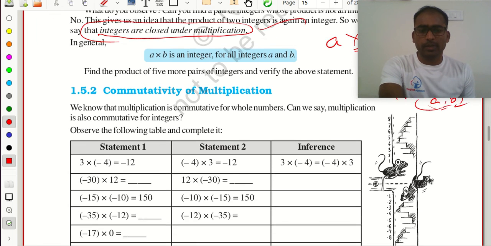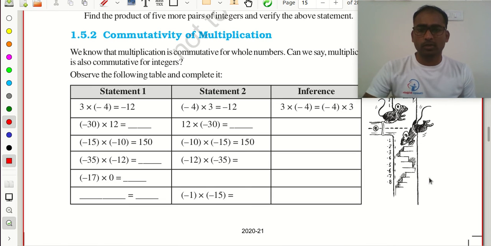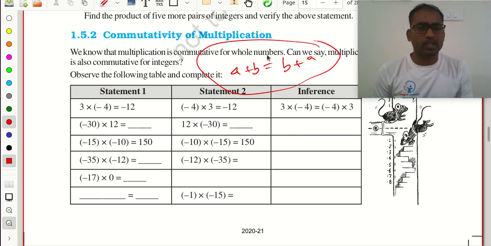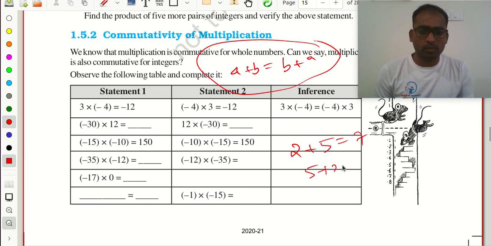Next, the commutative property. In yesterday's class I told what a commutative property is. Commutative property is nothing but if I have two integers a and b, a plus b is equal to b plus a. This has to be satisfied. Suppose I am adding 2 plus 5, how much is it? 7. 5 plus 2 is how much?